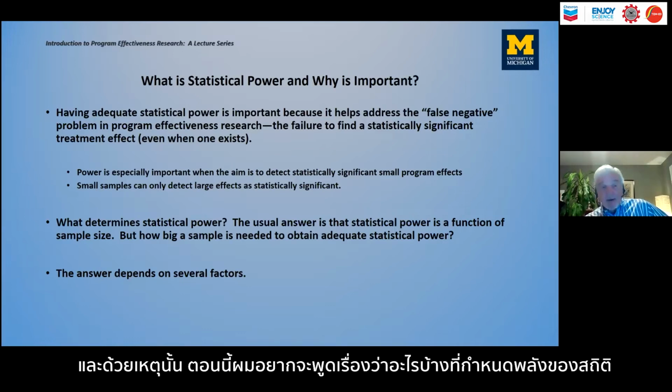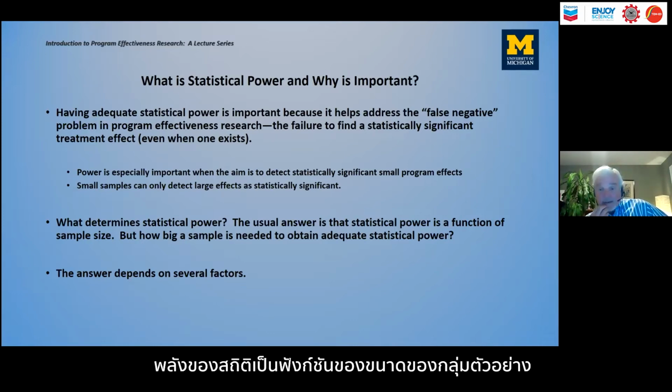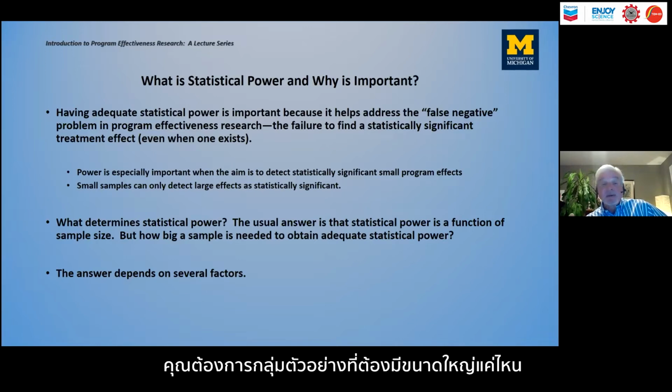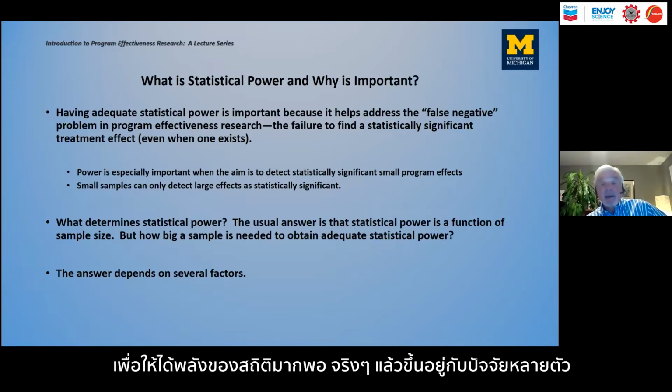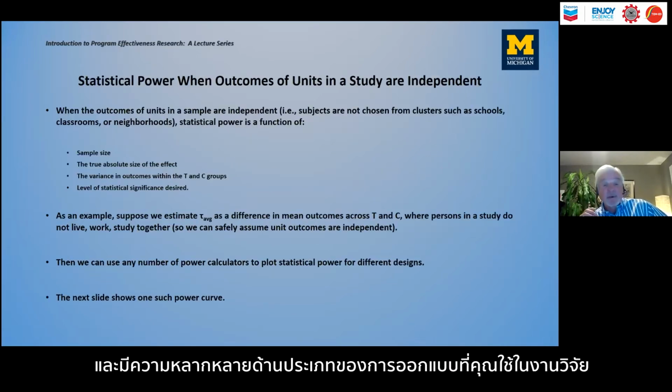And so I want to talk now about what determines statistical power. And the usual answer is that statistical power is a function of sample size. But what I want to show you is that how big a sample you need to obtain adequate statistical power depends actually on several factors and varies by the kind of design you're using for your research.